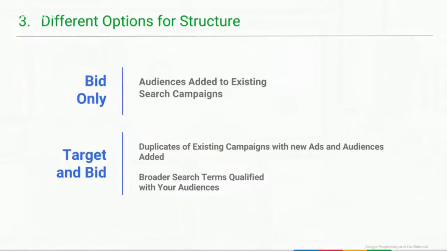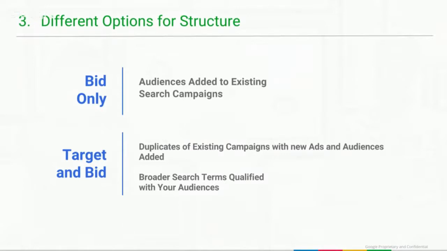All right, so how do we set this up then? So we've got two options for setup here. The first one is bid only, where we basically just apply this remarketed audience to an existing search campaign and bid a little bit more intelligently and aggressively on these people who are familiar with our site. Again, because if they do decide to click on our ad, they have a lot more purchasing intent than any old Joe off the street.